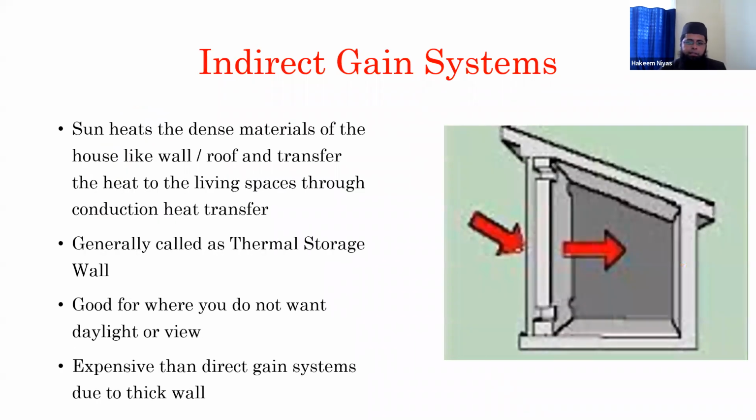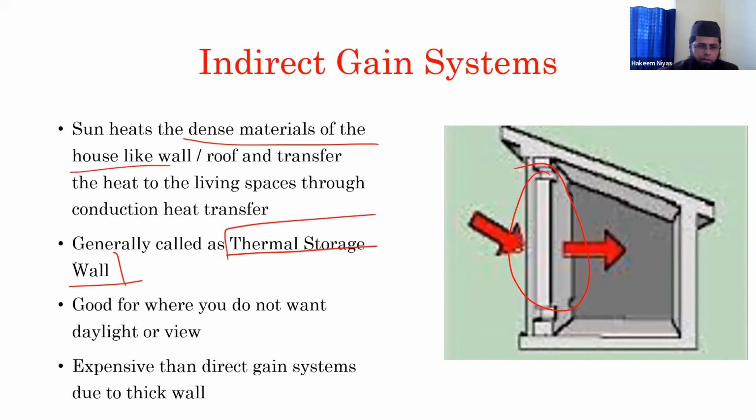The second one is the indirect gain system. In indirect gain, first of all, the sun heats the dense material of the house. We have a thick wall, so we are heating the thick wall of the building. That thick wall is called a thermal storage wall or Trombe wall. That wall is getting heated first. Then after that, because of the convection effect, the heat will be given to the inner surroundings, the inner environment.